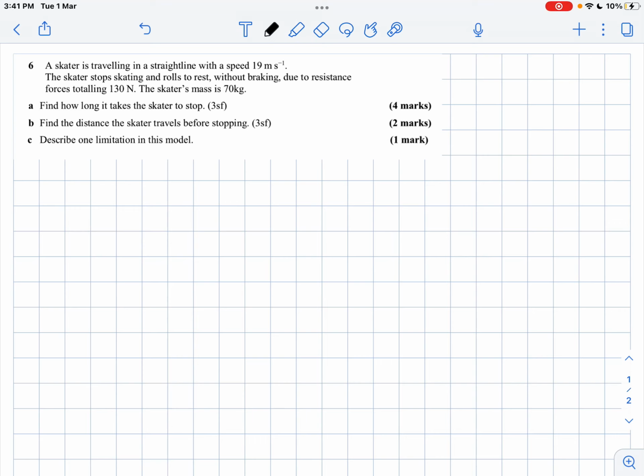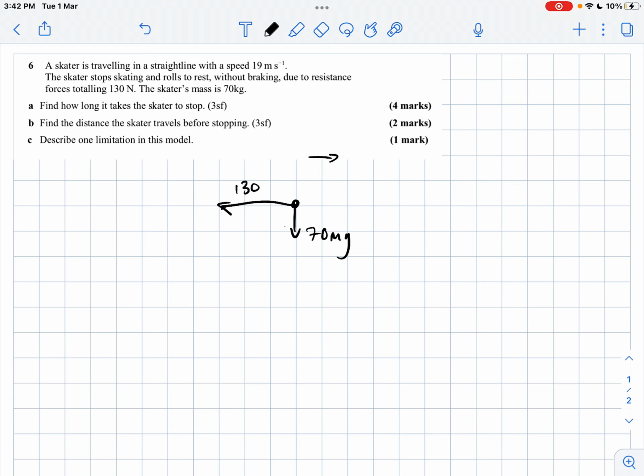Okay, so question 6, the skater. I always like to have a little force diagram happening. So we've got our skater. The skater has a mass of 70, so there is a downwards force of 70 mg. And then we've got some resistive forces totaling 130.